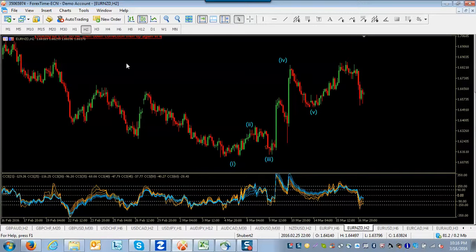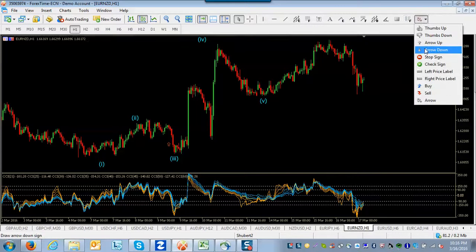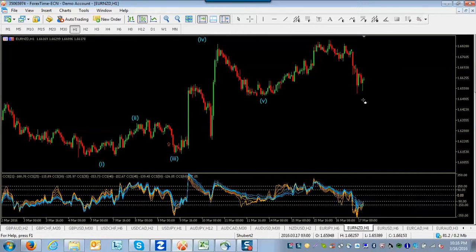I think this correction is nearing an end, but I don't think it's quite over yet. I think it may have a little bit more downside, but at some point, in here somewhere, I'm expecting Euro Kiwi to reverse back to the upside.